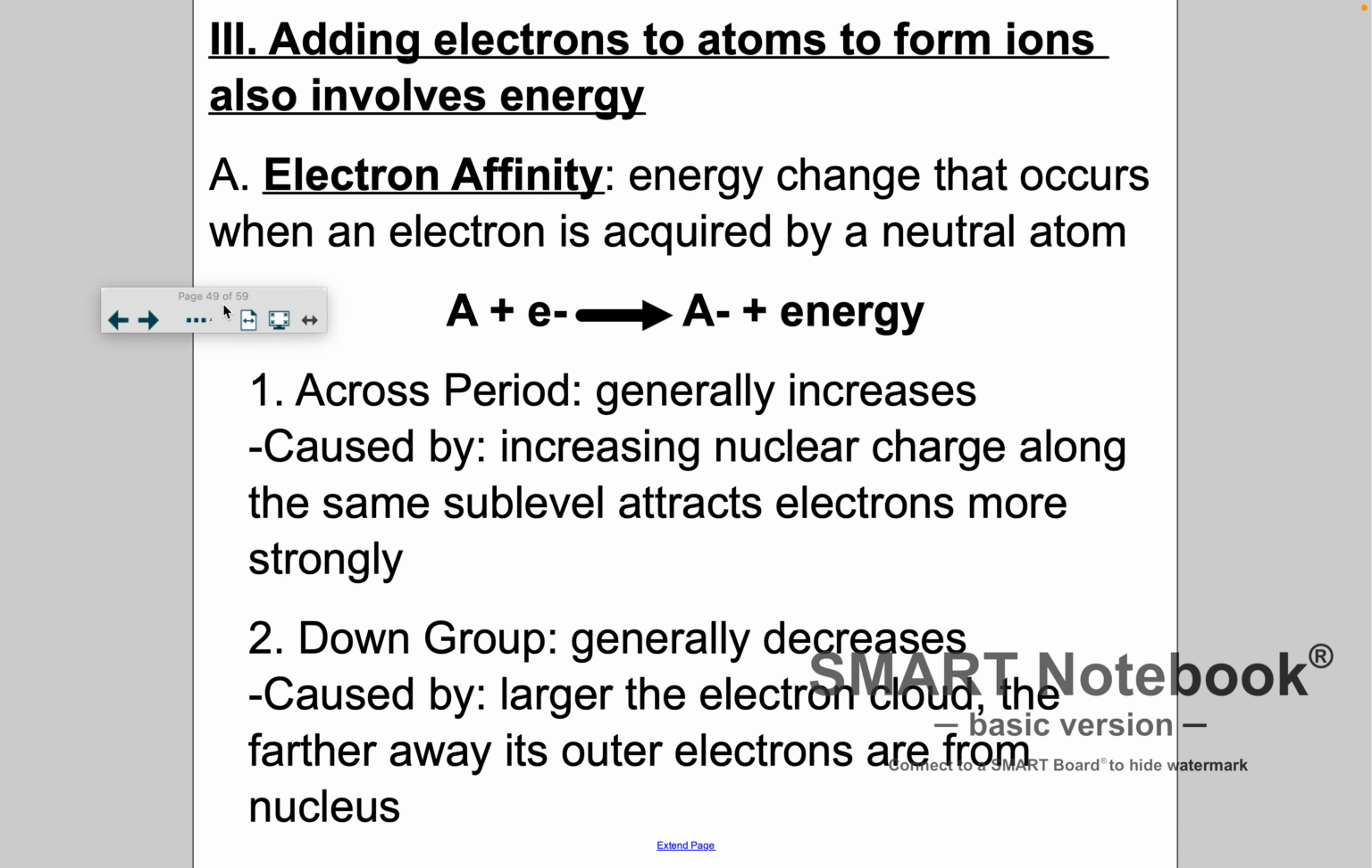Okay, so you can also add electrons to form ions. Okay, so we call this electron affinity. So ionization is when you take electrons away. Electron affinity is when you add electrons. So here's my atom, it's neutral. I add an electron, and now it's kind of negative.